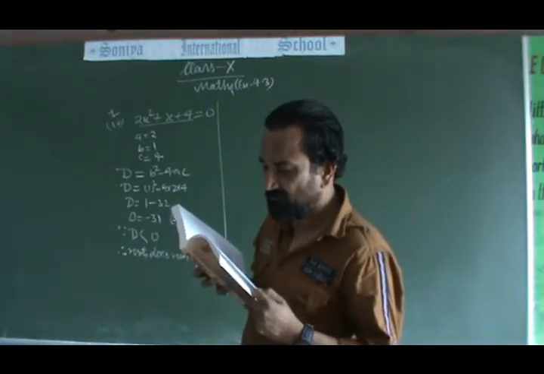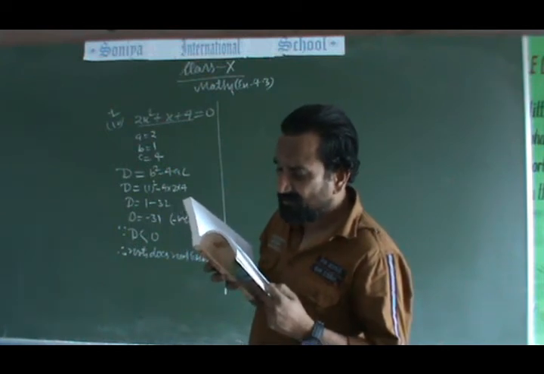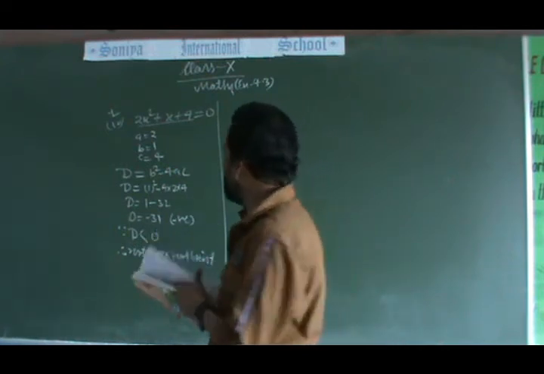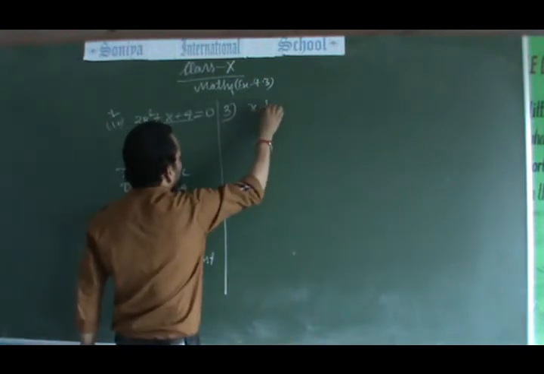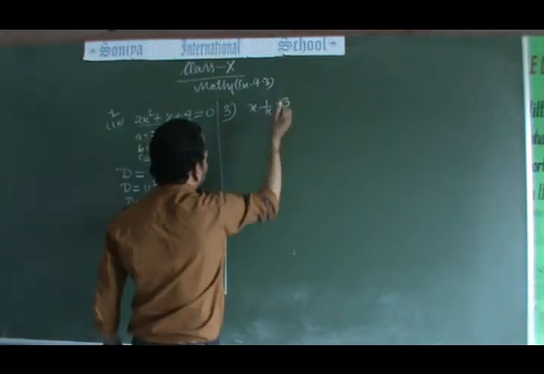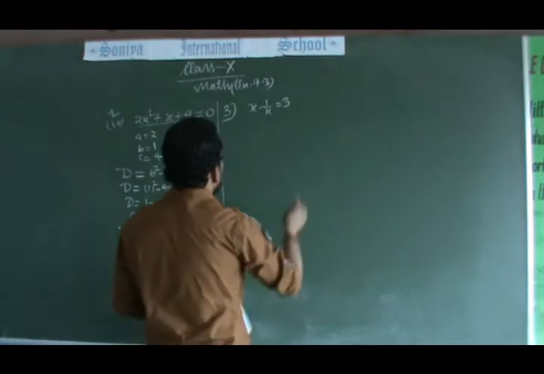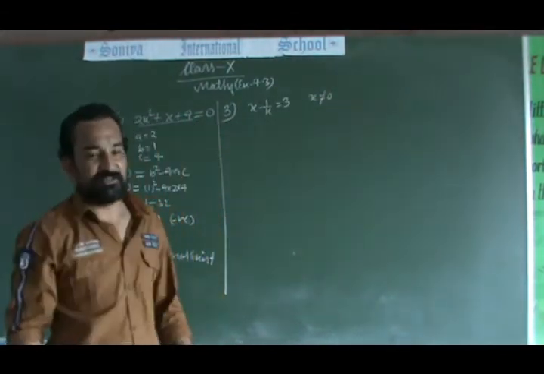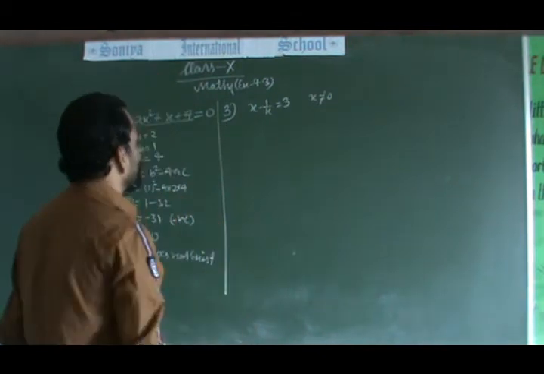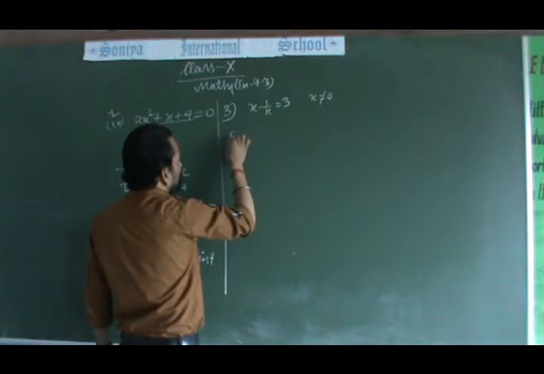Question number 3. Find the roots of the following equation: x minus 1 upon x equals 3, where x is not equal to 0. That means the value of x is never equal to 0. Solve this question. See the solution.